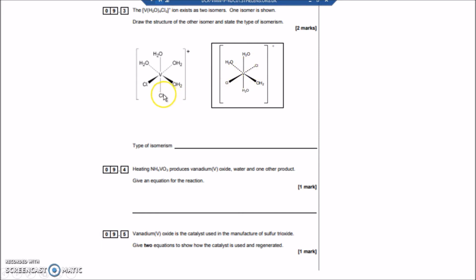Now I've moved the Cl from here to here, so they're opposite. You could have had the Cl up and down as well, either way you wanted to, as long as they're opposite. And the type of isomerism is geometric isomerism. You can also call it cis-trans or EZ, or even just say it's stereoisomerism. Stereoisomerism means that you've got the same structural formula but different positions of atoms in space. It also includes optical isomerism.